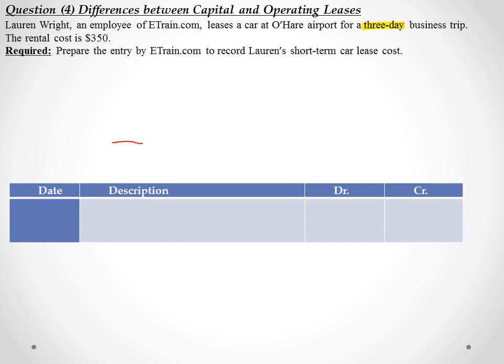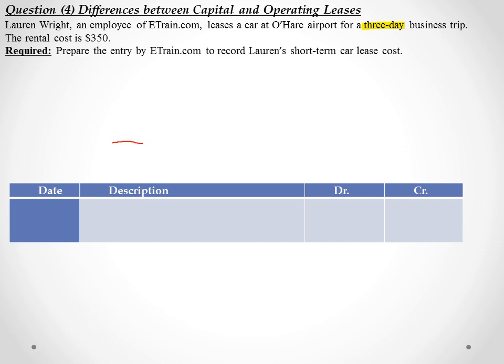So let us discuss this exercise in order to differentiate between capital and operating leases. Lauren Wright, an employee of eTrain.com, leases a car at O'Hare Airport for a 3-day business trip. The rental cost is $350.